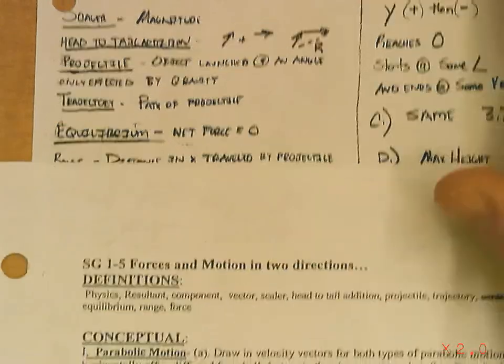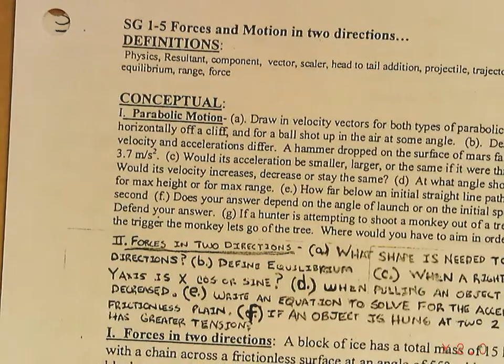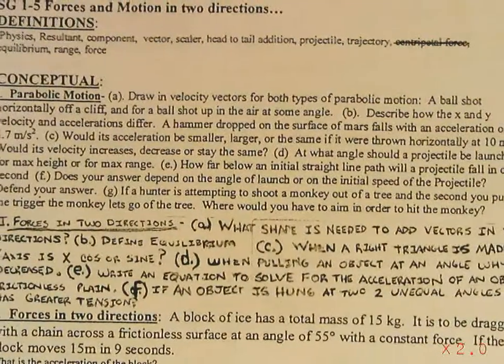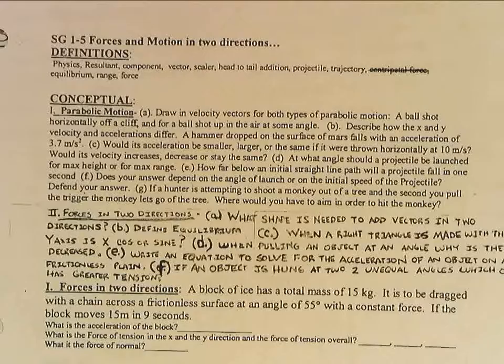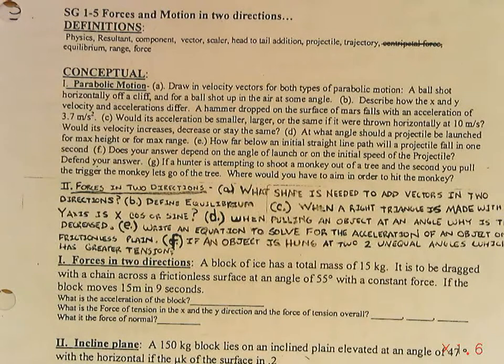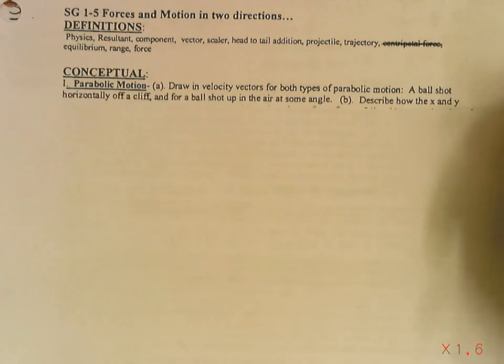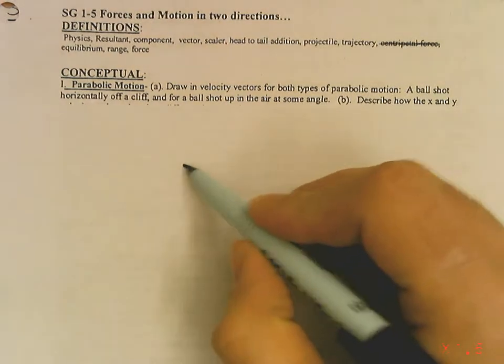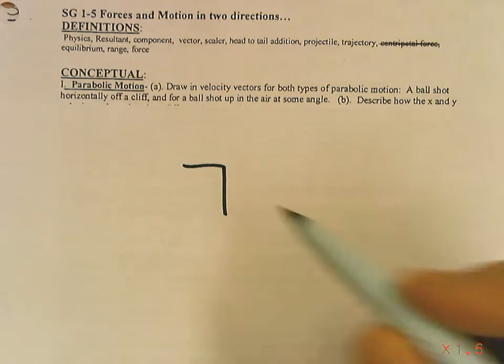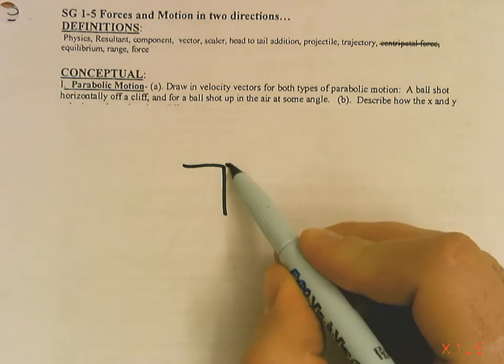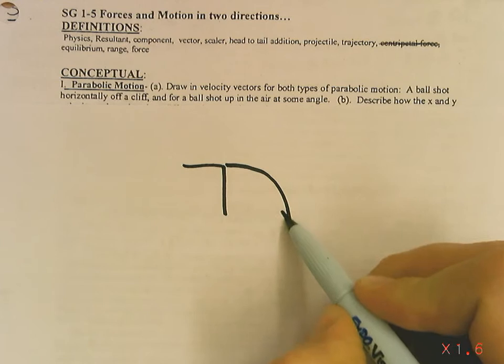Let's start looking at some of the conceptual now. For the conceptual, the first one deals with parabolic motion. It says draw in the velocity vectors for both types of parabolic motion: a ball shot horizontally off a cliff and a ball shot up in the air at some angle. Let's deal with the horizontally off a cliff first. We launch it off the cliff and we get the half parabola.